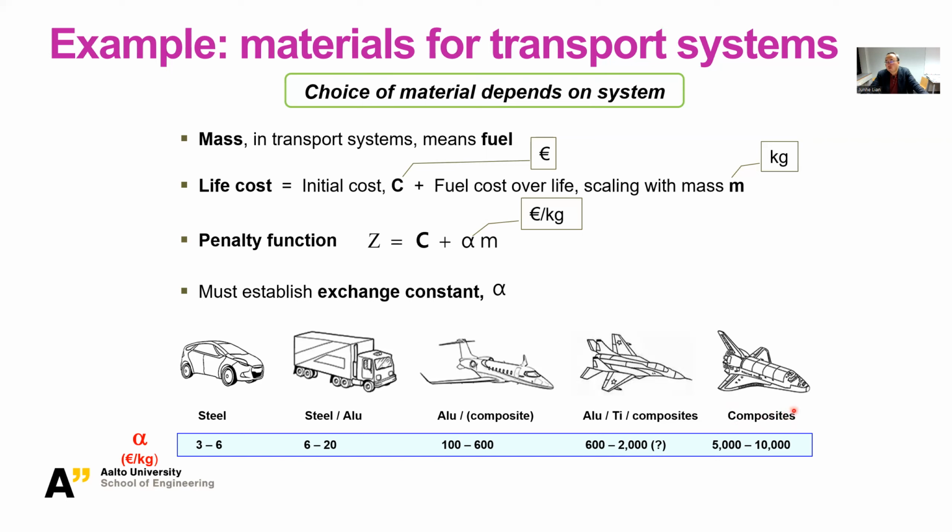So here you see CFRP composites heavily used here before, let's say, before SpaceX came. I will explain that later, maybe in the flip classroom. Because here the alpha ratio is becoming much more expensive.